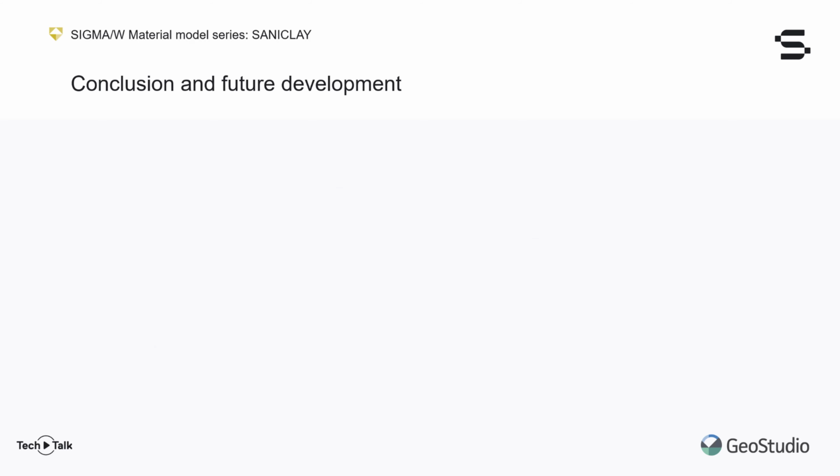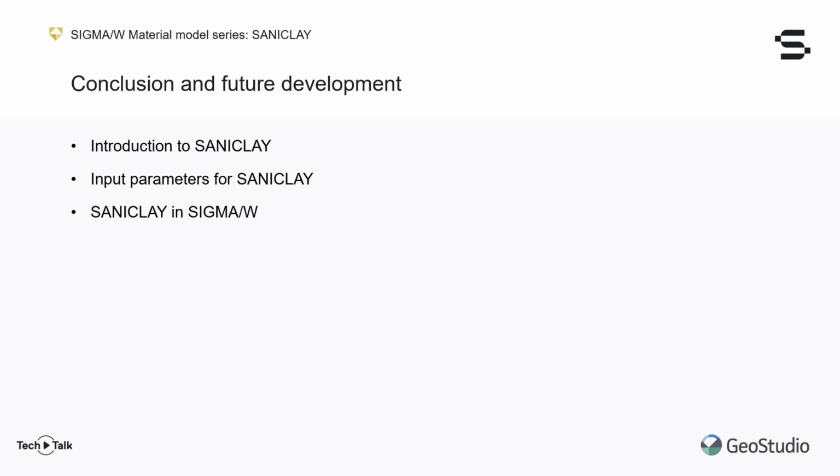This concludes our webinar on the SANICLAY model in sigma W. The first part of the presentation focused on introducing SANICLAY and how it is an evolution of the modified Cam-Clay model. We then reviewed the input parameters for both SANICLAY flavors offered in sigma W. Finally, we explored how this model is used in sigma W through a practical example where anisotropically consolidated drained and undrained triaxial tests were simulated. We saw how well SANICLAY performed when comparing the simulation results with the corresponding laboratory results for lower Cromer till.